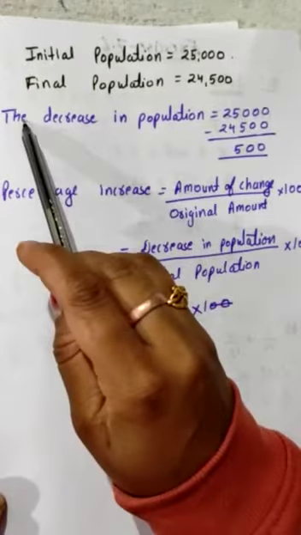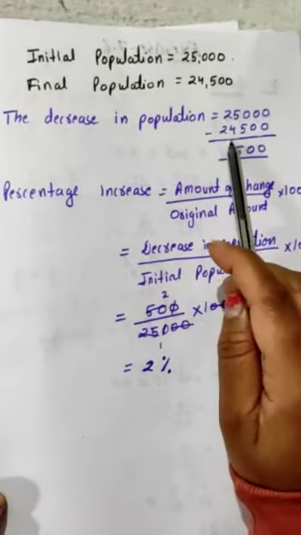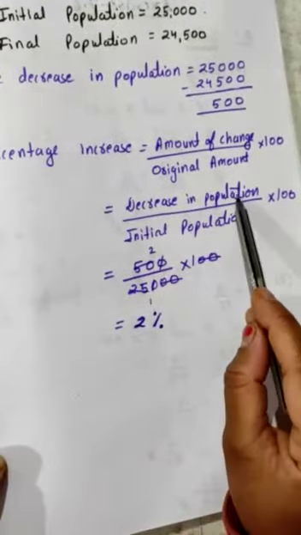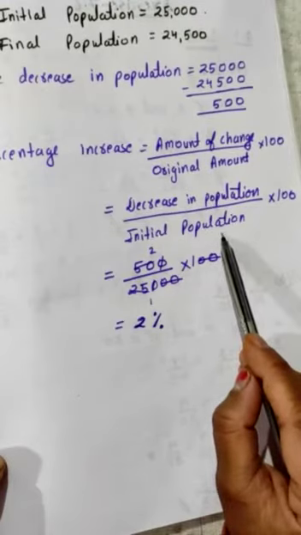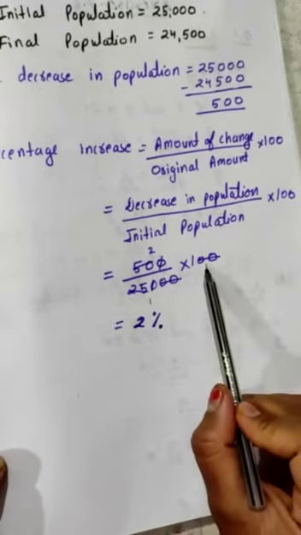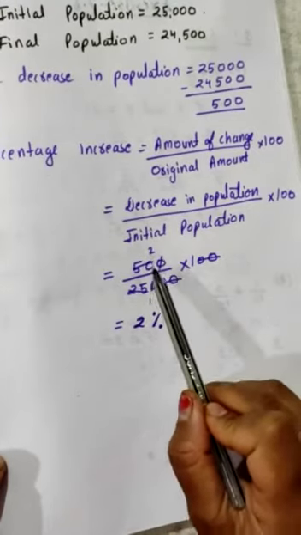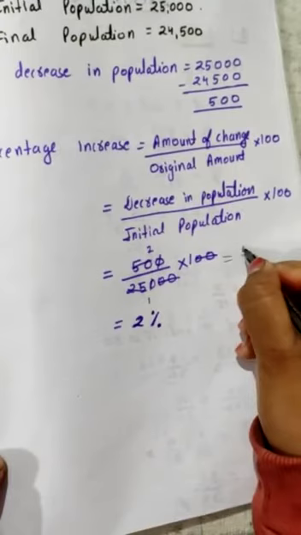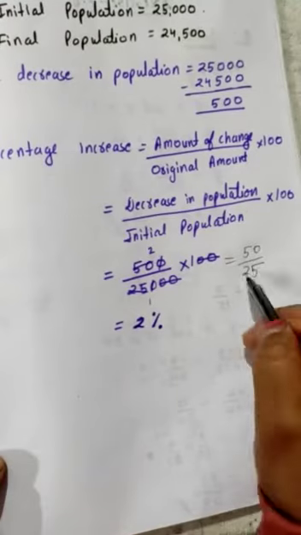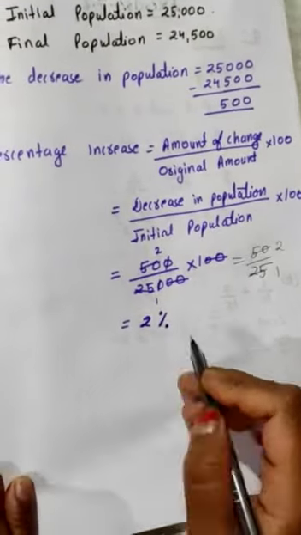First of all we will calculate the decrease in the population. The decrease is clearly 25,000 minus 24,500, which is 500. Now put the values: decrease in population upon initial population. I told you in the denominator you have to write the initial. So 500 upon 25,000 into 100%. Just do the cancellation part. 2 zeros cancel here, 1 zero here. What remains is 50 upon 25, which is 25 ones are 25 and 25 twos are 50. So it is 2%.